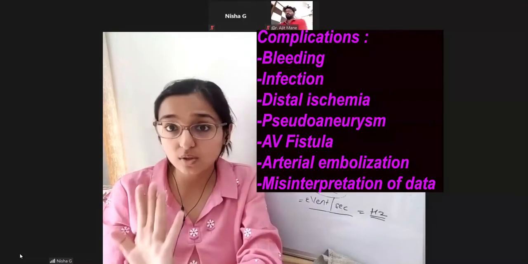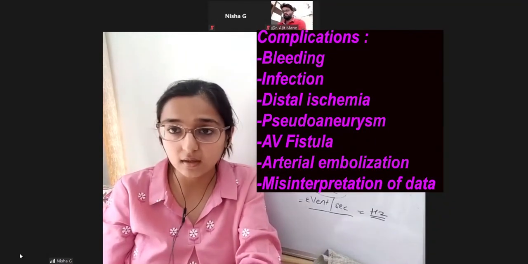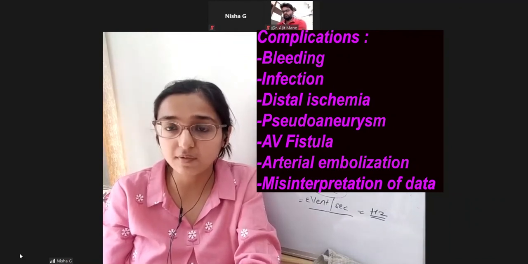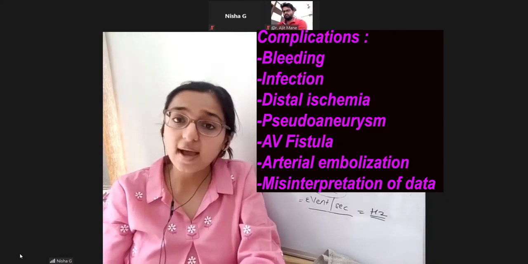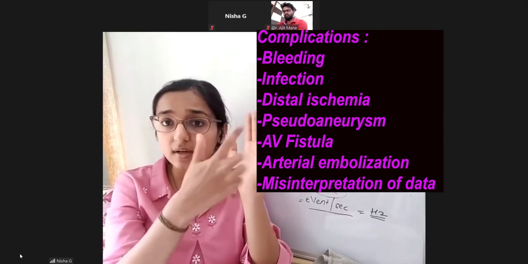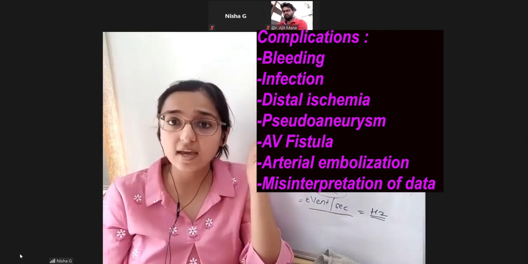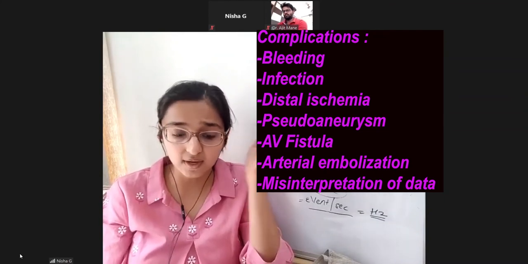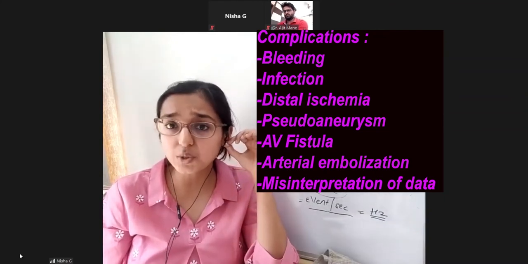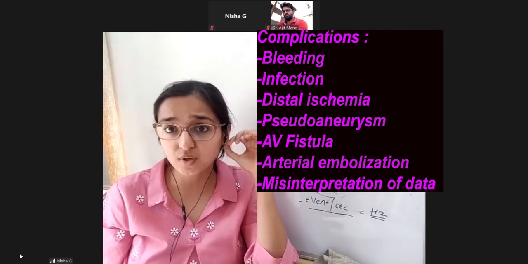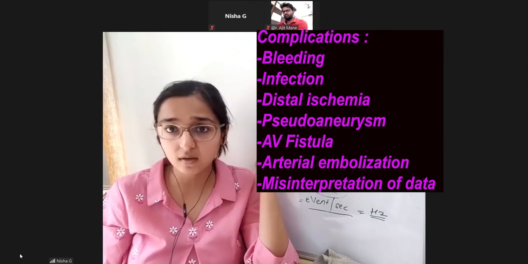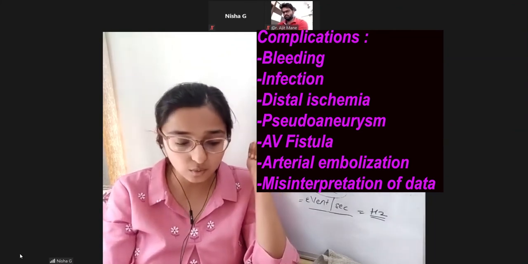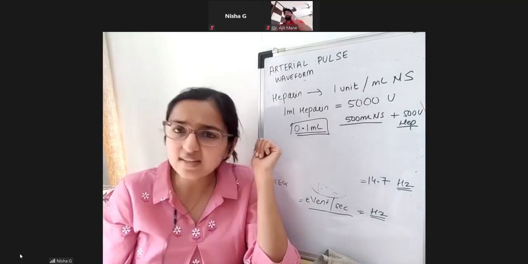There will be some problems which you can encounter. You can encounter bleeding. Your artery may go into vasospasm, so you might not feel the pulse very well if you prick it multiple times. Infections can occur. You can have ischemia. Distally, the distal ends of the limb can have ischemia, and gangrene can occur in severe conditions. Pseudoaneurysms can develop, AV fistulas can develop by mistake. Arterial embolization can occur by mistake. Embolus can form and dislodge. These are the few complications.